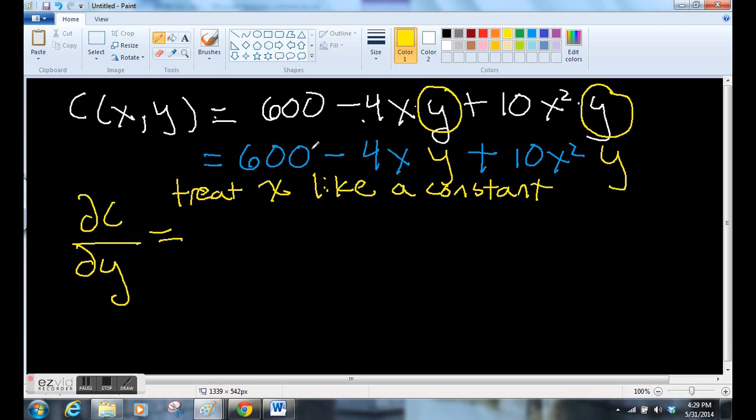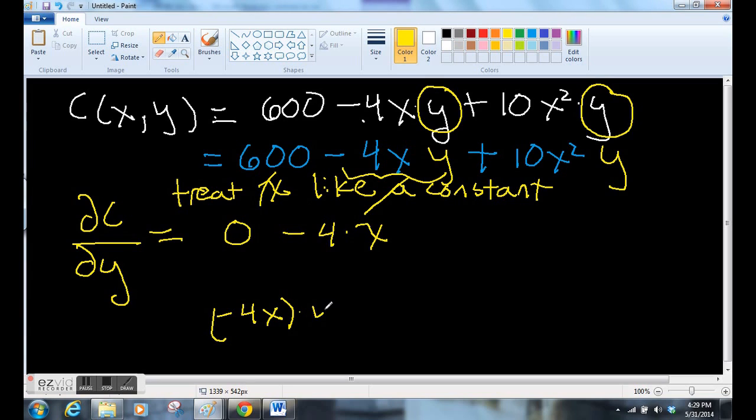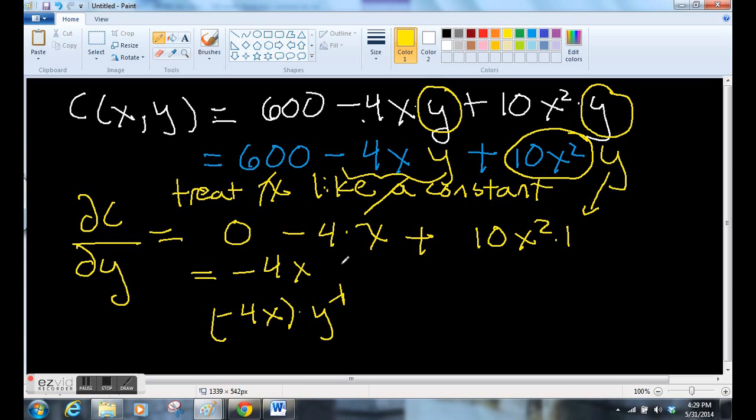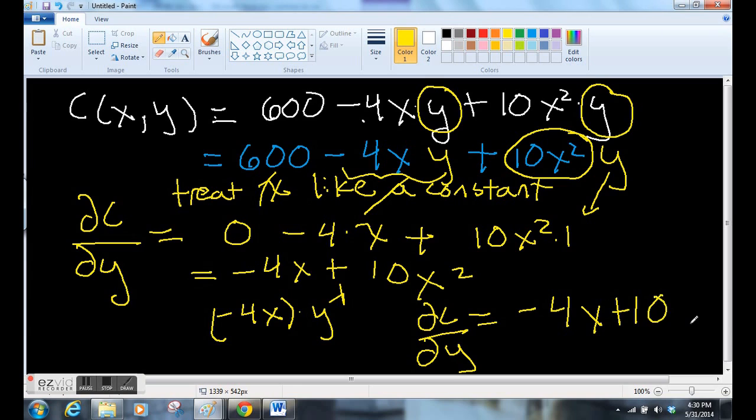So in this case, the derivative of 600 is 0, minus this piece, the derivative is negative 4 times x, because we had negative 4x, that's a constant, times y. The derivative of that, remember, subtract 1, you get y to the 0. So, plus, this is all a constant now. That's just 10x squared. And what's the derivative of y? Well, that's just 1. So this whole thing equals negative 4x plus 10x squared. Ta-da! So dc dy, the derivative in terms of y, is negative 4x plus 10x squared.